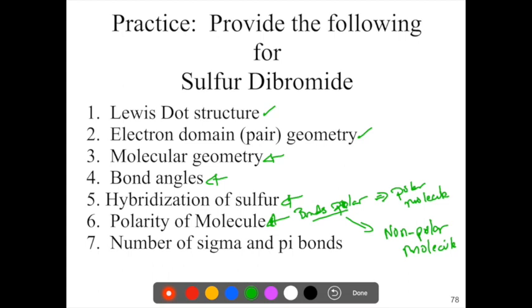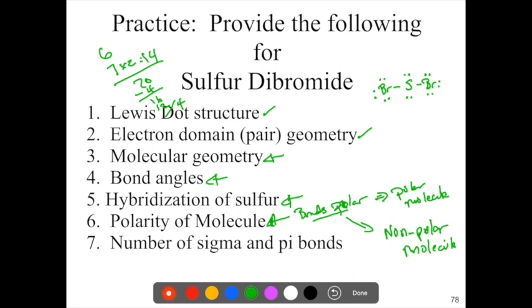So sulfur dibromide. Sulfur has 6. Bromines have 7 times 2 is 14, so I have 20 electrons. I start with sulfur, S. I draw a bond to each. I have used 4. I have 16 left. I place 1, 2, 3, 4, 5, 6, and 1, 2, 3, 4, 5, 6. I fulfilled the octet on the outside. I have 4 left. 4 go on the central atom. Okay, I've used all my electrons.